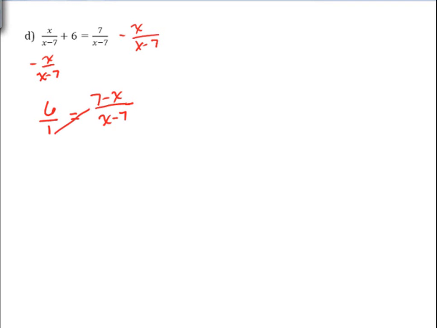Go ahead and cross multiply. 1 times 7 minus x is 7 minus x. And 6 times x minus 7. We can't divide by the 6 on both sides because this 7 minus x is not divisible by the 6, so we don't have a choice but to distribute here. We have 7 minus x equals 6x minus 42.